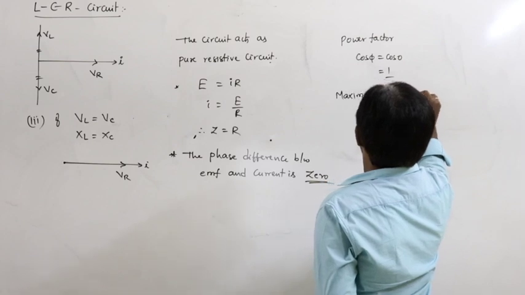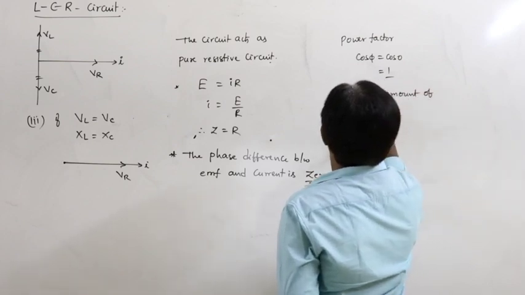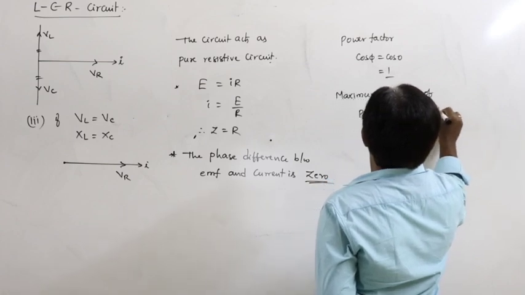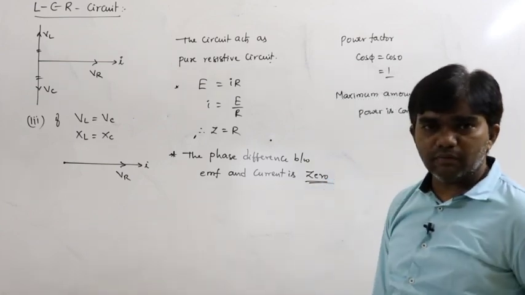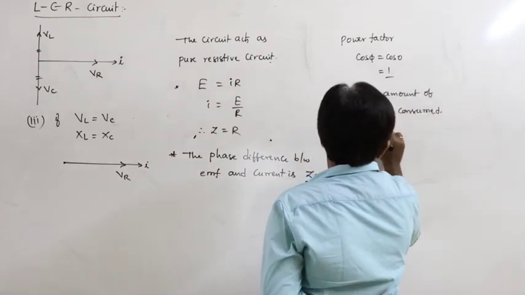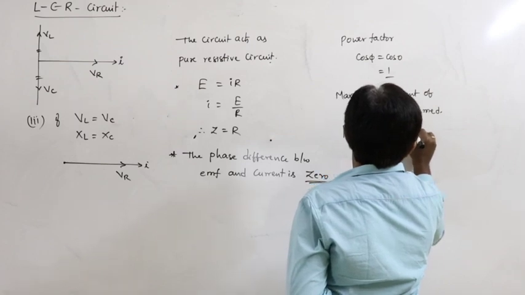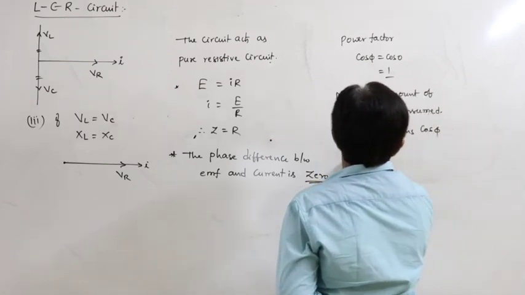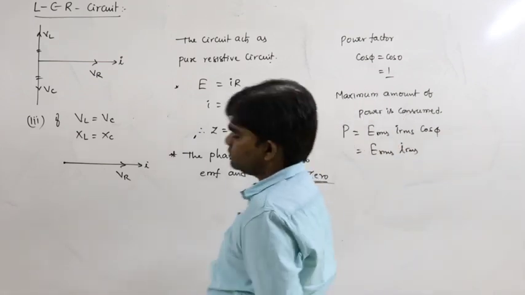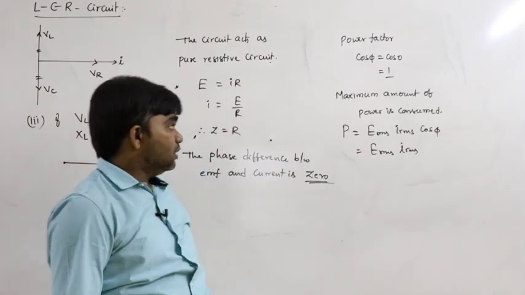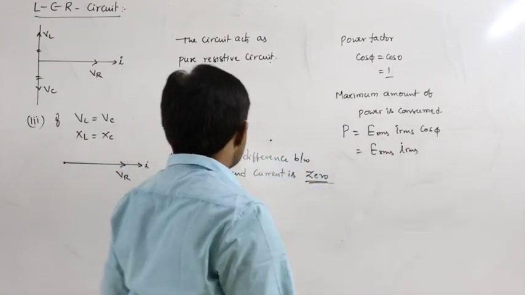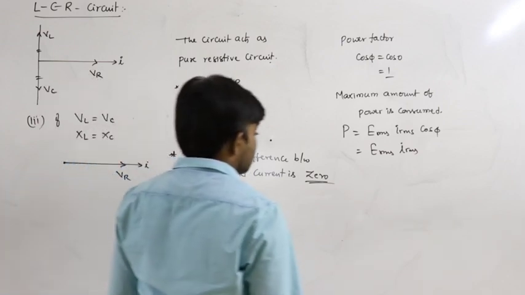Maximum amount of power is consumed here. So the power consumed is simply E RMS into I RMS into cos phi. Cos phi value is 1, so that's why it is E RMS into I RMS. This is the third case. The power consumed in the system is maximum, and this condition is called resonance condition.